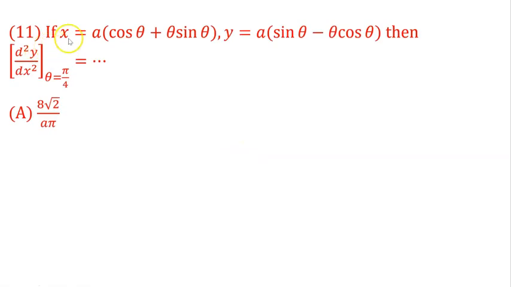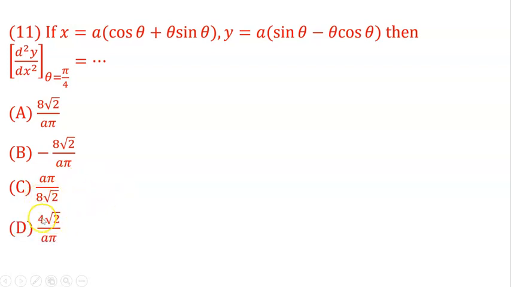Now next, if x equals a (cos theta plus theta sin theta), y equals a (sin theta minus theta cos theta), then d2y by dx square at theta equals pi by 4 is: A, 8 root 2 upon a pi. B, minus 8 root 2 upon a pi. C, a pi upon 8 root 2. D, 4 root 2 upon a pi.